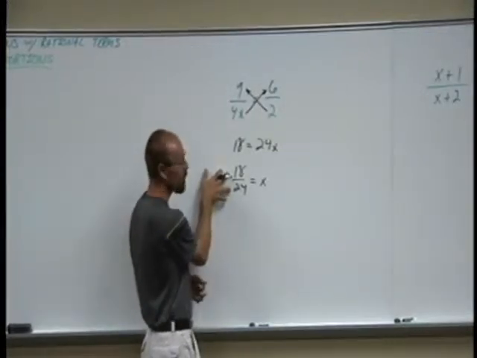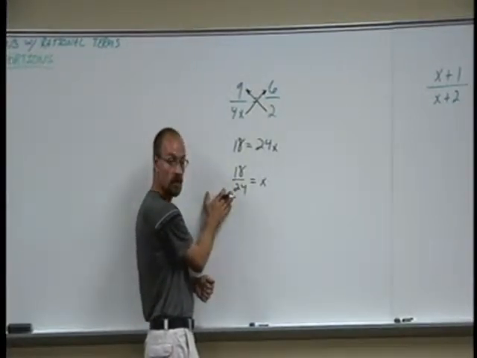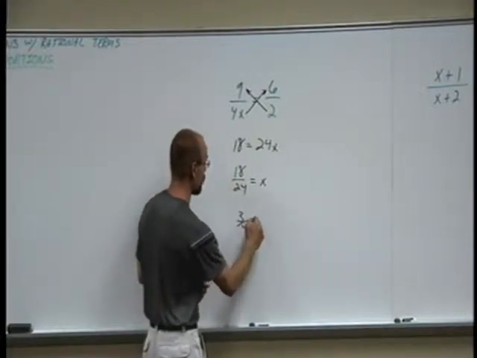I look at these two and I recognize that they both contain a factor of 6. This is 6 times 3. This is 6 times 4. Those factors of 6 can reduce to 1. And I'm left with 3/4 equals x.